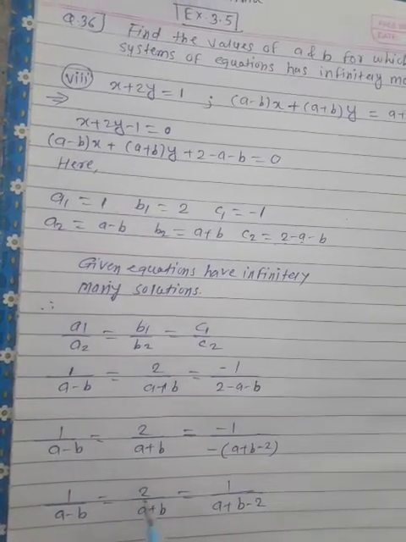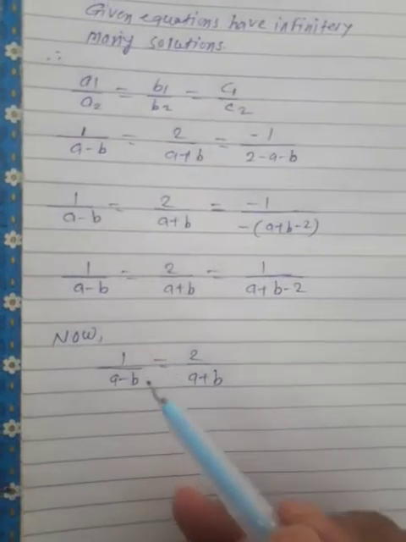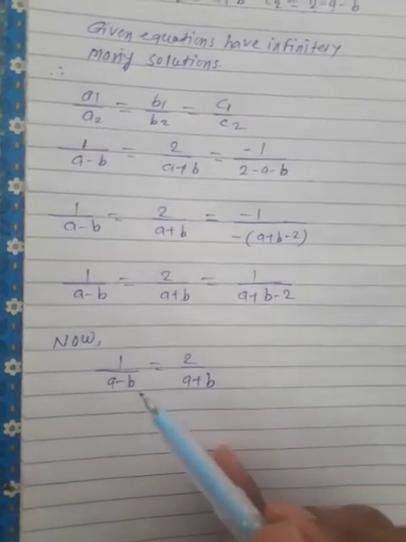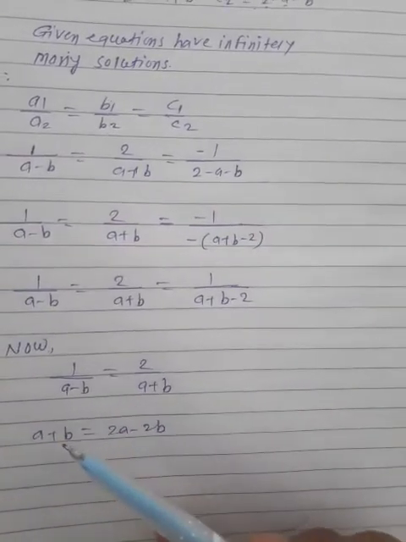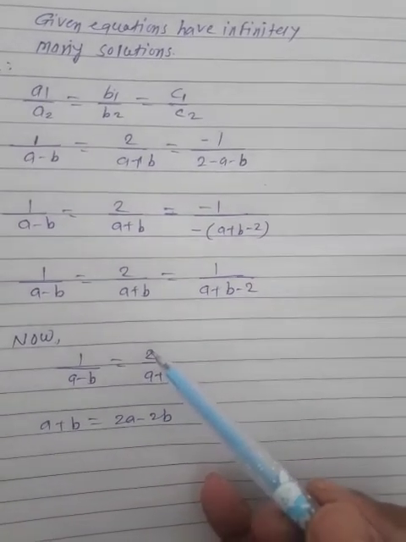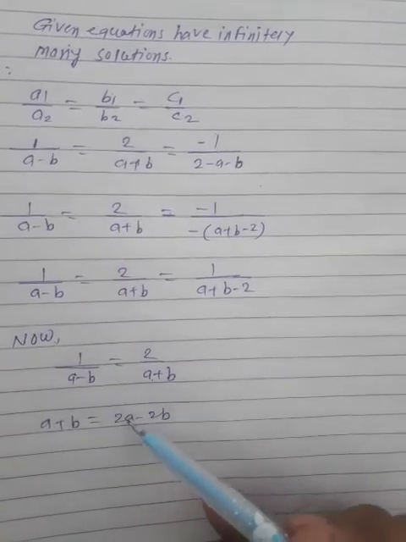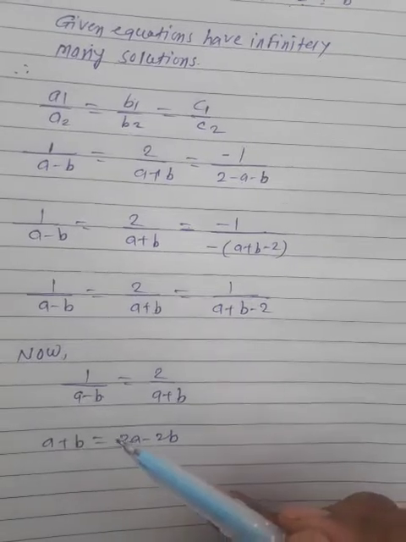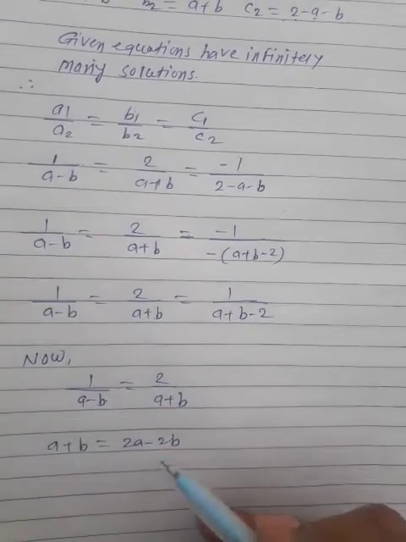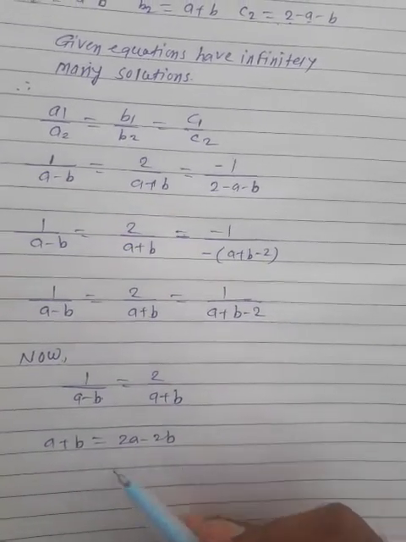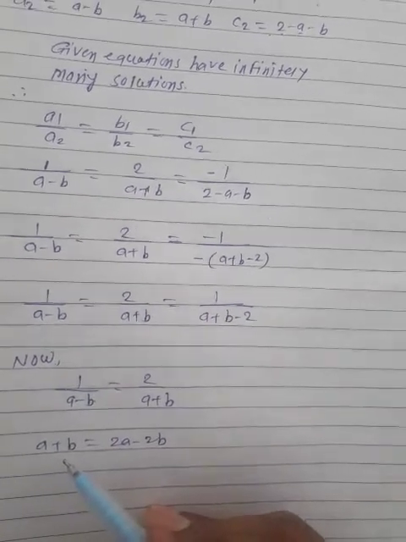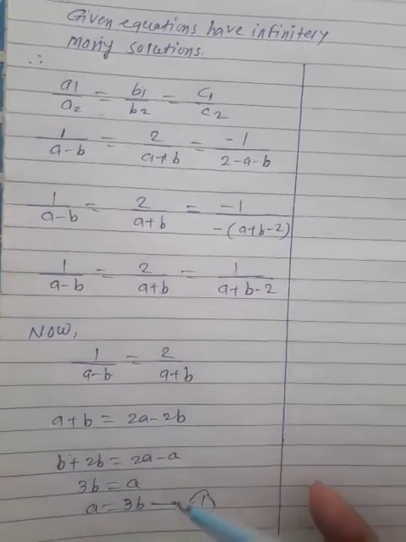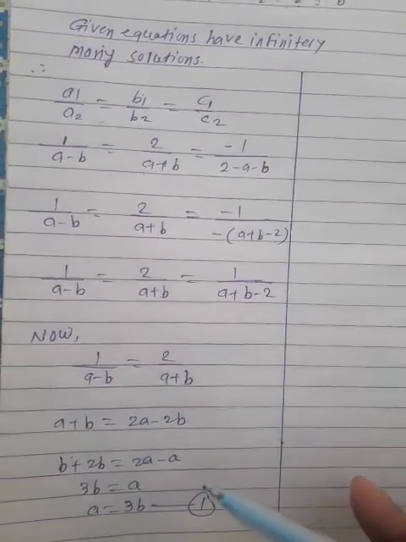Take the first two ratios. 1 upon a minus b is equal to 2 upon a plus b. By cross multiplication, 1 into a plus b is a plus b, and 2 into a, 2 into minus b, that is minus 2b. Shift the like terms to the same side. Here this plus a becomes minus a, and this minus 2b becomes plus 2b. We get the equation a is equal to 3b. Write this as equation number 1.